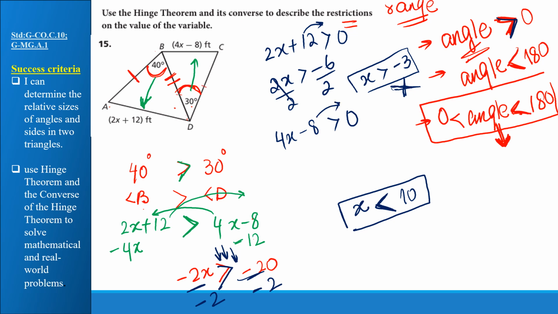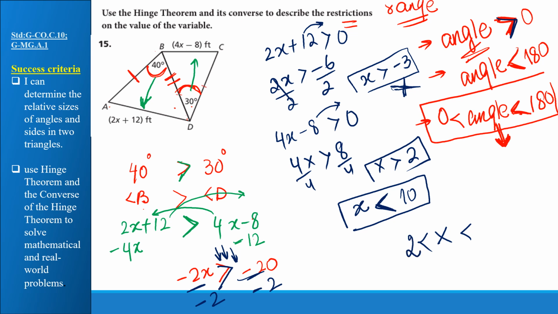Bring the negative 8 to the other side, so 4x is greater than 8. Divide both sides by 4, so I will get x greater than 2. So what are the two ranges? My x should be greater than 2 but less than 10. So this is what I have as my restrictions.